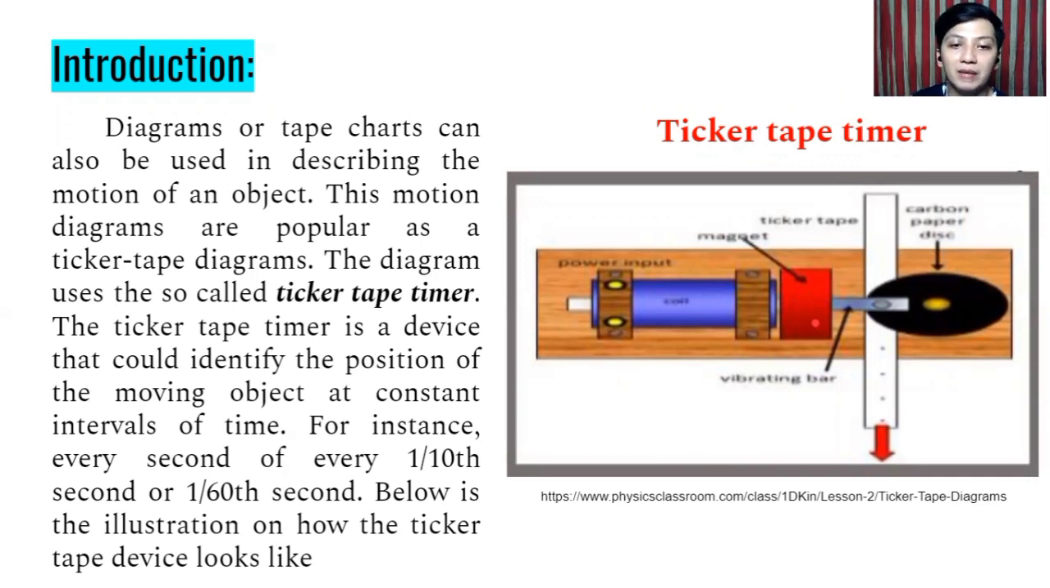And then the ticker tape timer is a device that could identify the position of the moving object at constant intervals of time. For instance, every second, every 1/10 of a second, or 1/60th of a second. That is how to read it. So below is the illustration of how the ticker tape device looks like. So here, this is what the ticker tape timer looks like. The tape. Okay, this is the vibrating bar. This is the magnet. Carbon tape disc kung saan they can flap the different dots as time goes by.